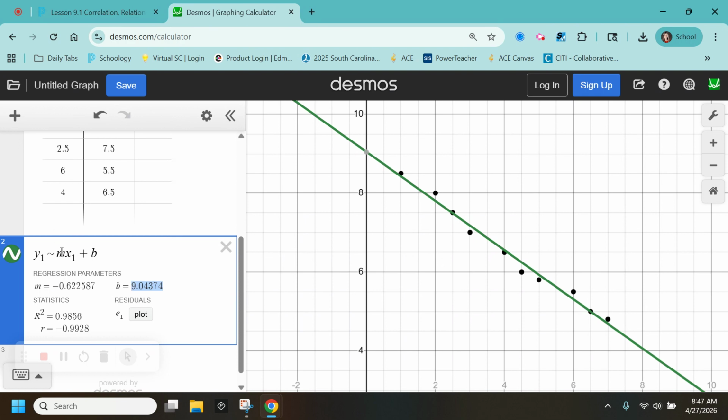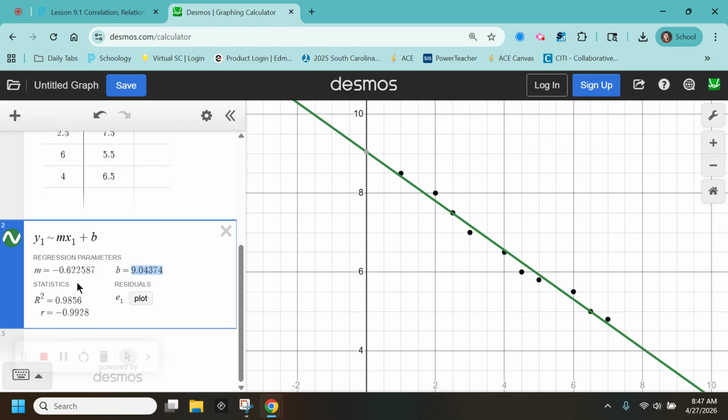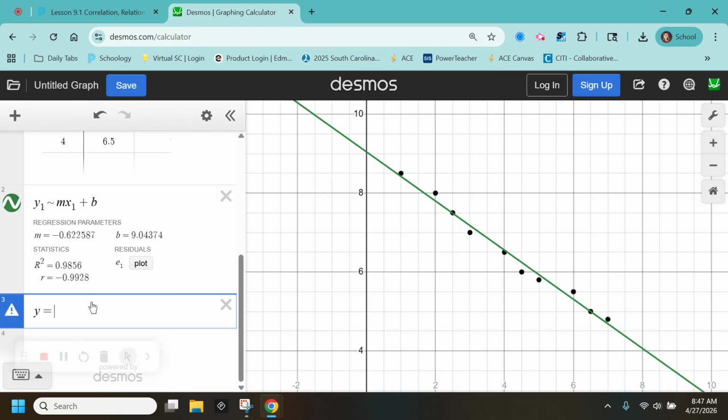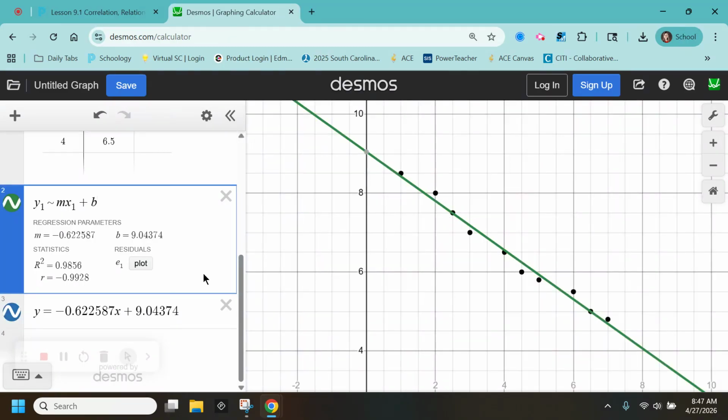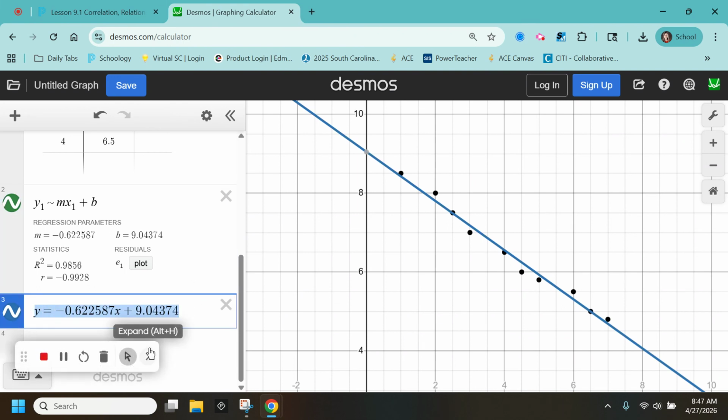So remember that your linear equation is y equals mx plus b. We're just using the x1 and y1 from our table. And so now you can write your line of best fit. You can take your m value, copy and paste it down, times x plus your b value. So mx plus b is your linear equation. And notice that it colors right over that green one. So they are the same line. So this gives you your actual line of best fit.